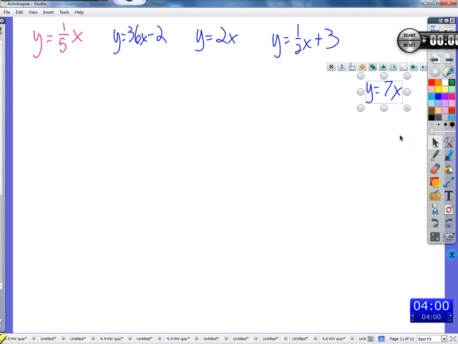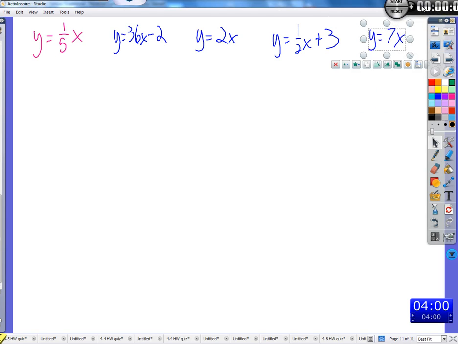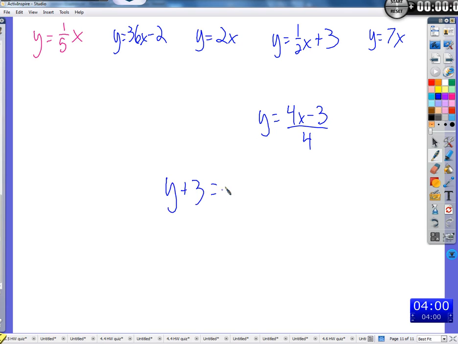I'm excited to hear just the crazy functions. Yeah, Ethan? Y equals 4x minus 3 divided by 4. Like that? Whoa. Okay, there's a function as well. Connor? What if you put something on the y side, like y plus 3 equals x minus 4? Let me tell you why. First, let me do this.